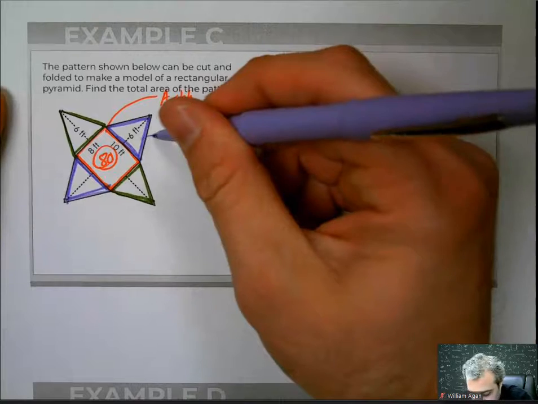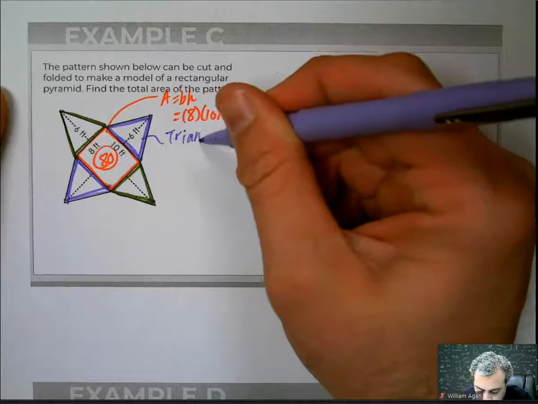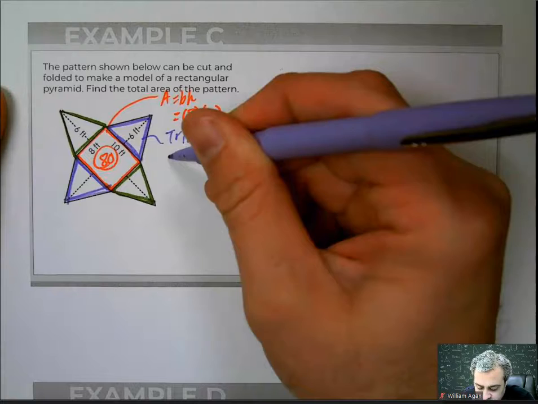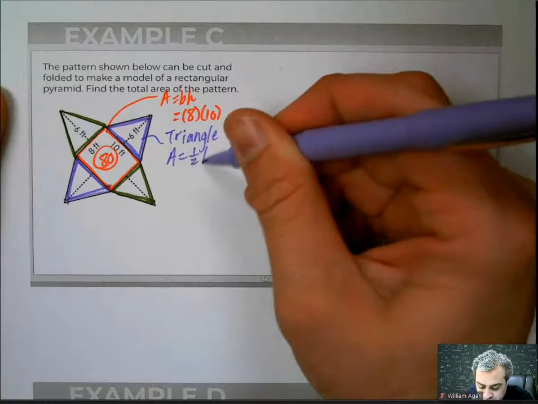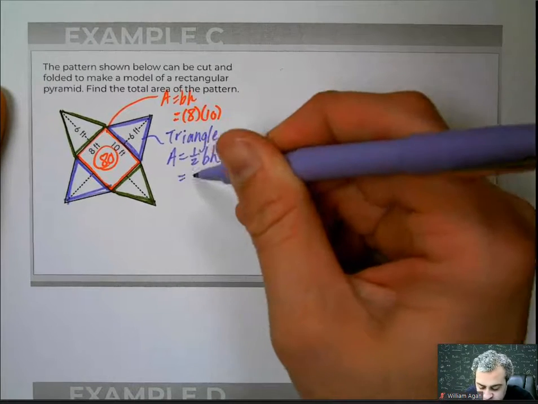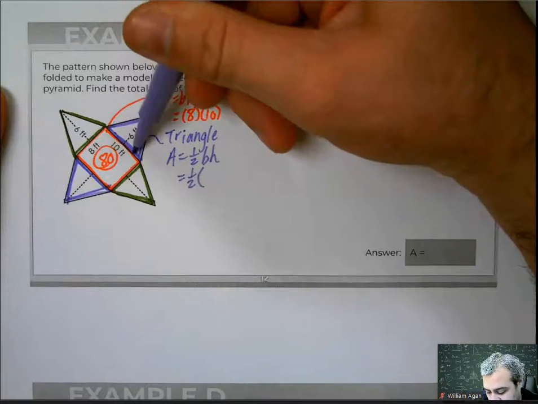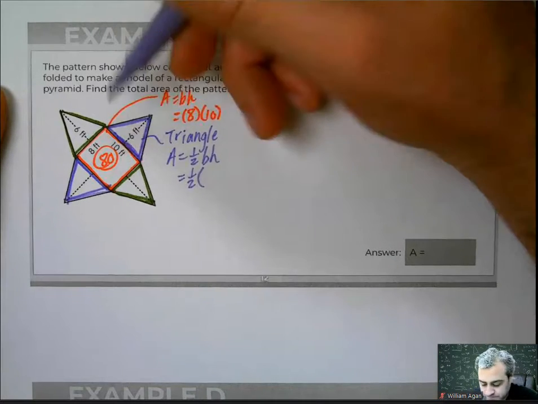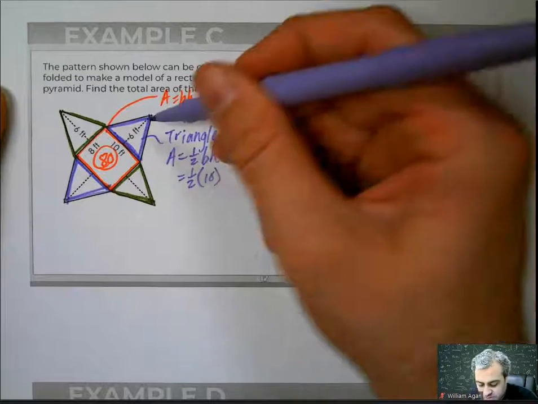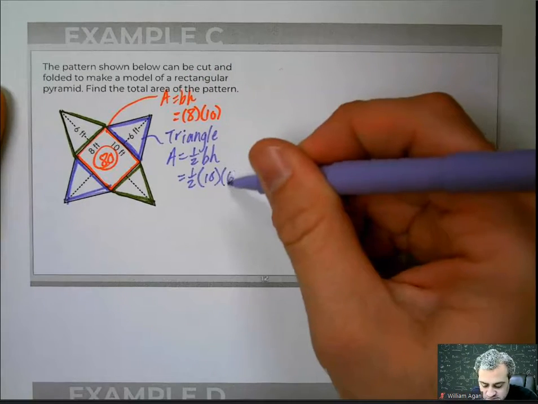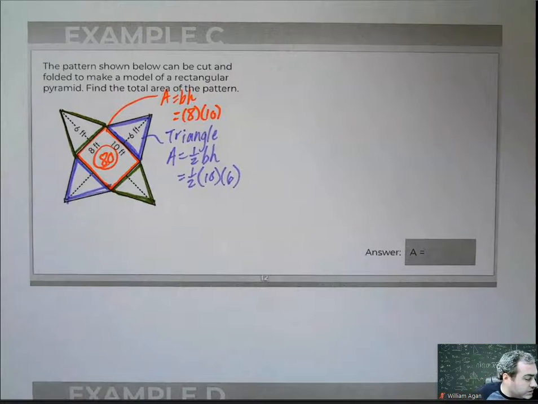Let's do this one first. Area of a triangle. The formula for the area of a triangle is 1/2 times base times height. So that's 1/2 times. The base of this triangle is right here. It's 10. And the height of this triangle is right here. It's 6. At this point, I like to get rid of that fraction.